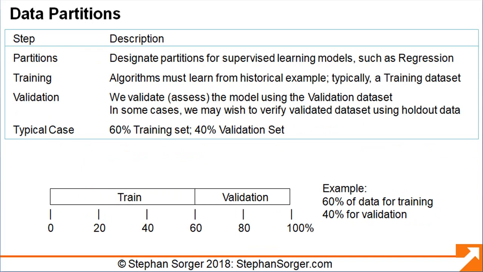Linear regression is categorized under supervised learning. In supervised learning, we partition or separate the data into 2 or more sets. The first set, called the training set, will be used to build the model. We validate or assess the model using the validation data set. We often partition the data into 60% for a training set and 40% for a validation set. In certain cases, we wish to test the validation set using a so-called holdout set.